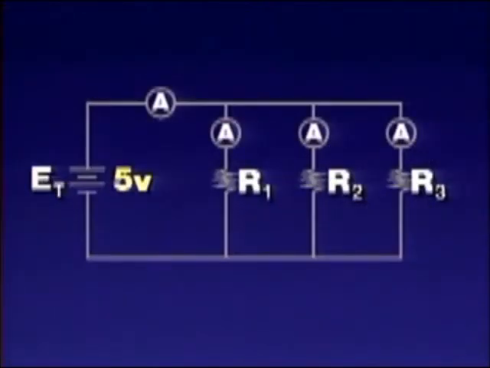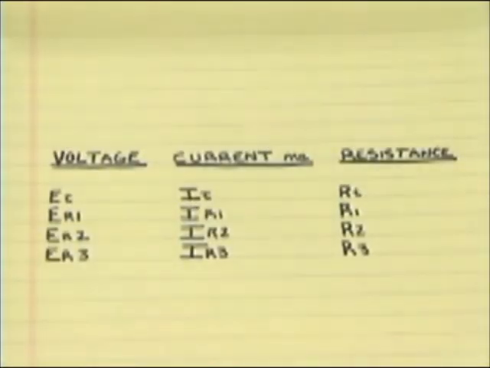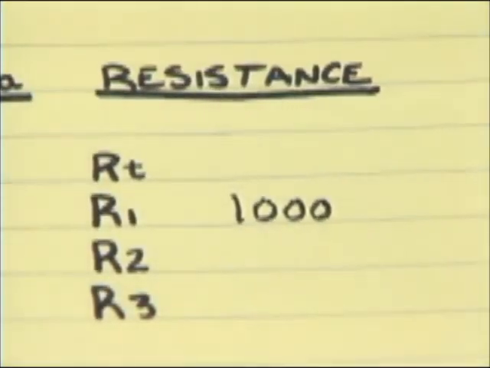Returning to the schematic, let's change the resistance in both branches 2 and 3 so that each branch has a different resistance. This 1500 ohm resistor will be used in branch 2, and this 2000 ohm resistor will be used in branch 3. Keep in mind, in replacing resistors 2 and 3, all connections will be the same. On your notepad, again make columns for voltage, current, and resistance. Record 1000 ohms for R1.